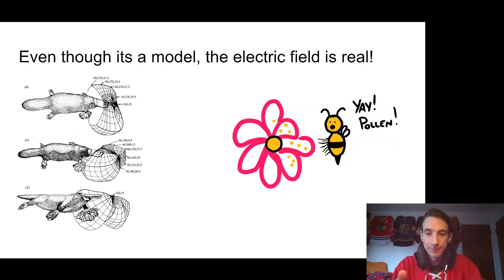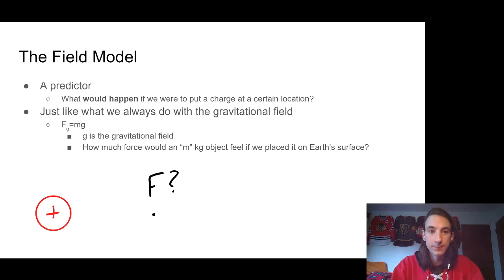Or like bees, I was reading about this too. Apparently bees have little hairs on them, like little bumblebees, they're kind of furry. If they go by a flower that has pollen on it, the pollen has these charges, kind of like charging by friction. It's brushed up some extra electrons, and they actually feel that pull in their hairs, and they say, hey, this flower hasn't been pollinated yet, I can do that. So they actually have a sensor that can sense the electric field. It is a real thing. Even though we're calling it a model, it is a real phenomenon.